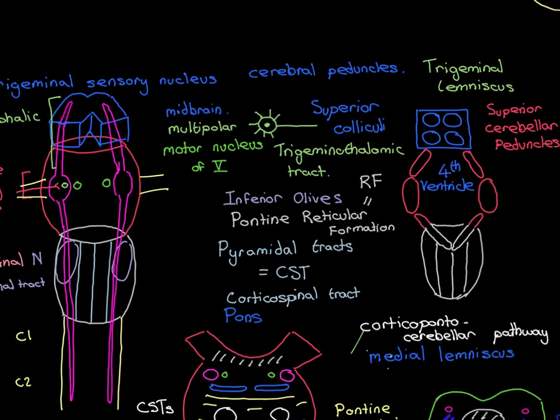So there are two trigeminal lemnisci, or I could just use trigeminothalamic tracts. So there are two trigeminothalamic tracts. That's probably a good way of avoiding that problem. And we can abbreviate trigeminothalamic tracts down to TTT. Right, so let me now show you where the trigeminothalamic tracts actually are.